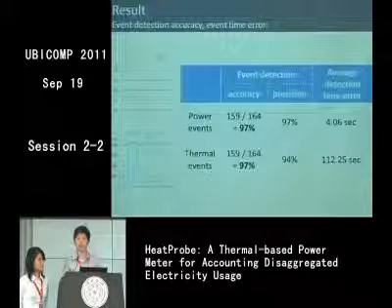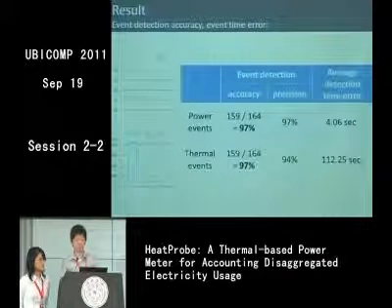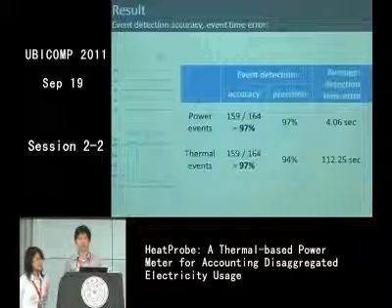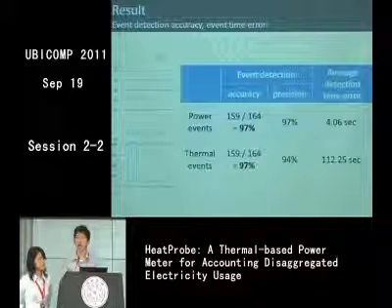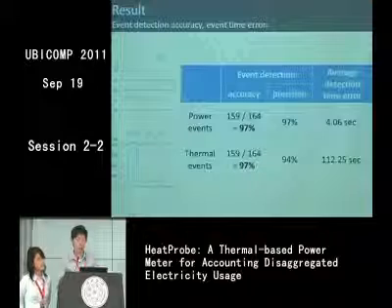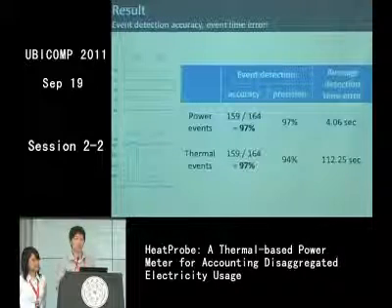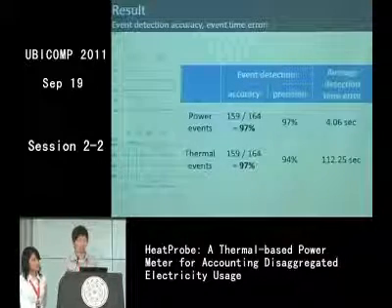What causes this bigger error in thermal events than in power events? This is because it takes time after an appliance is turned on to heat up the surface temperature, whereas the power readings reflect the power changes quickly after an appliance is turned on.